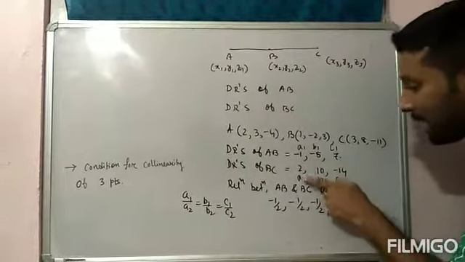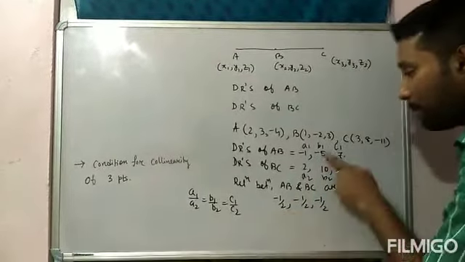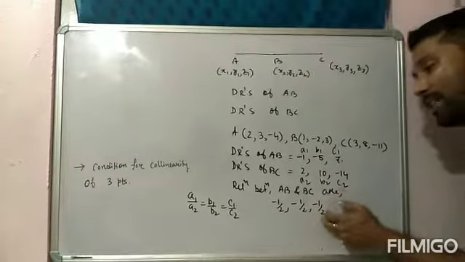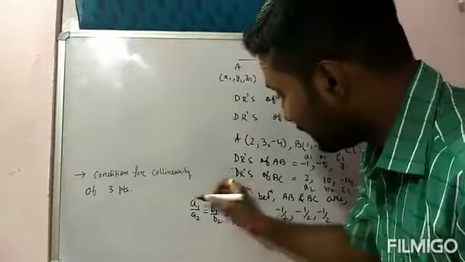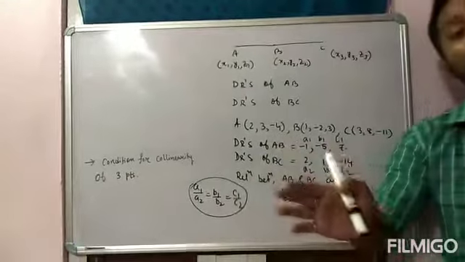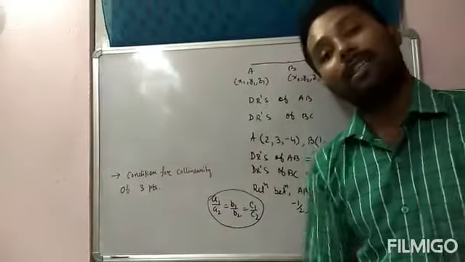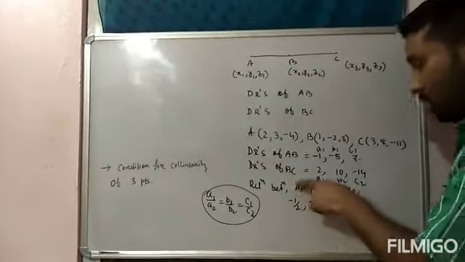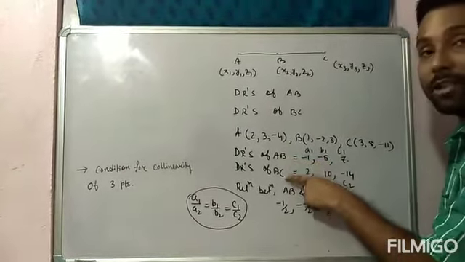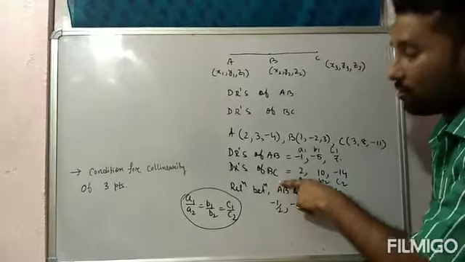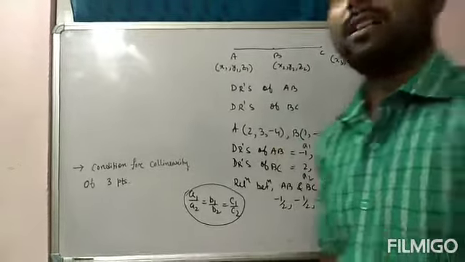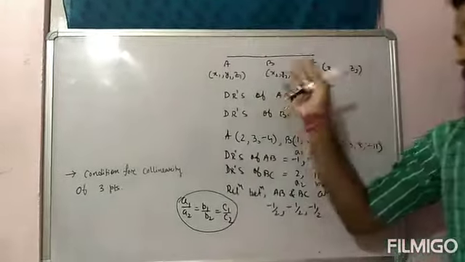So A1 by A2 gives minus 1 by 2. B1 by B2 also gives minus 1 by 2. C1 by C2 also gives minus 1 by 2. Actually the condition is this one only: A1 by A2 is equal to B1 by B2 is equal to C1 by C2. Proportional means this is the condition. Okay, so that means the direction ratios of AB are proportional to the direction ratios of BC. So we can say that the 3 points A, B, C are collinear. Okay, so this is the example of collinearity.